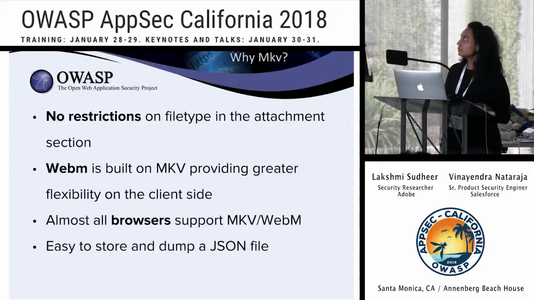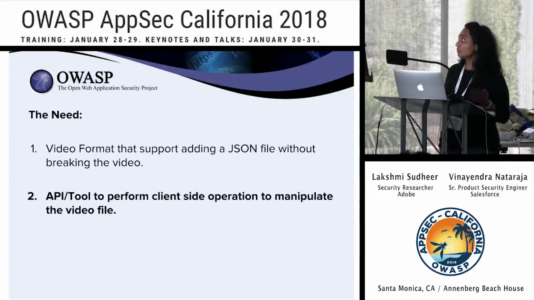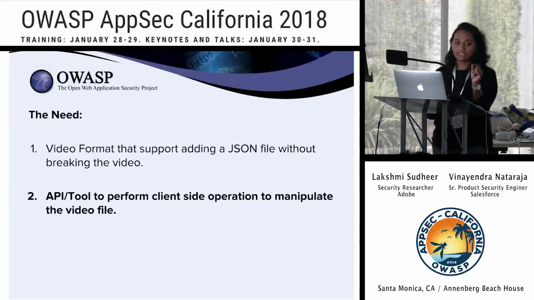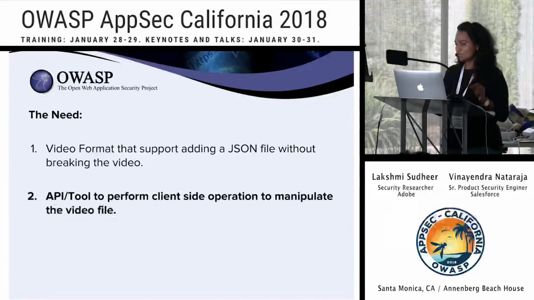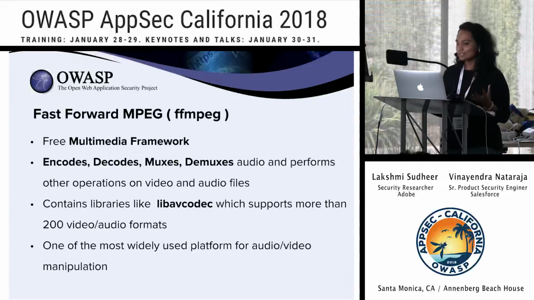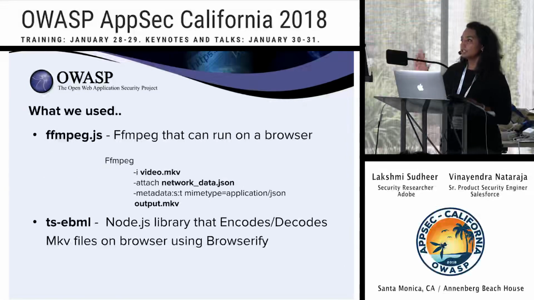The second one was a tool or API, something to perform client-side operations to manipulate this. That is, to attach this JSON file and then dump the JSON file. So for this, the first obvious choice was FFmpeg, which is the mother of all multimedia framework manipulations. It encodes, demuxes, muxes, it does everything. It supports a lot of codecs. So this was a pretty obvious choice for us. But again, we had to find something on the client side, and we came across ffmpeg.js, and we used this to actually attach the network data, that is JSON, into our MKV file.